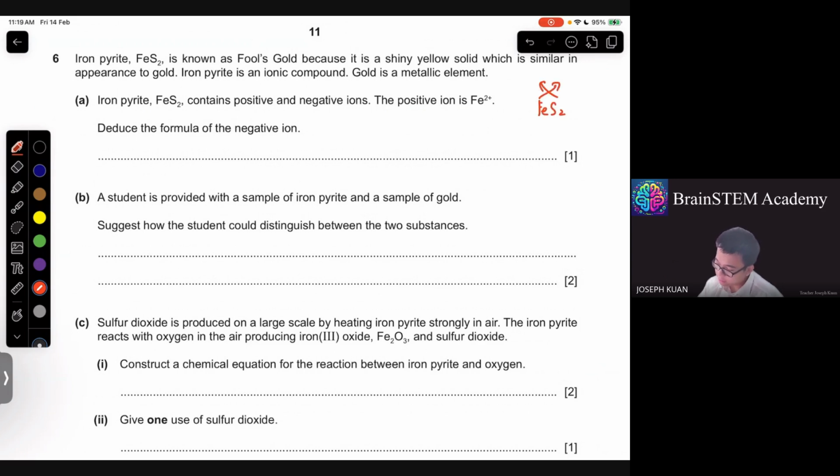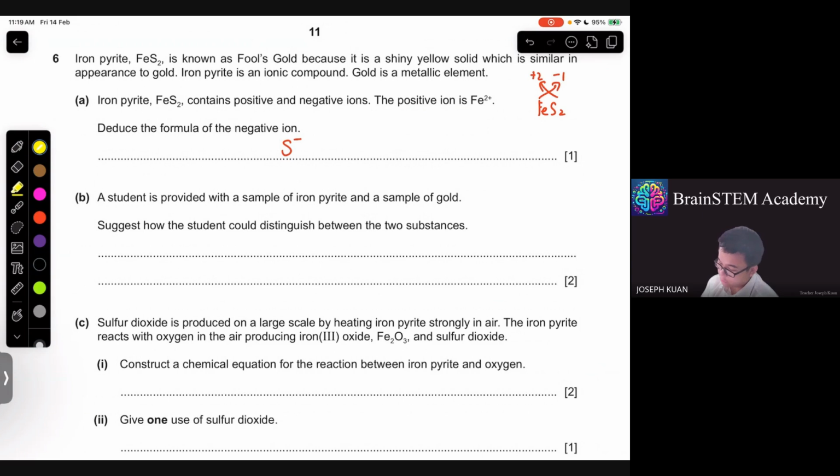So reverse engineer. This one is plus 2, so this one must be minus 1. So our formula is S minus. Right, S minus. A student is provided with a sample of iron pyrite and a sample of gold. Suggest how the student can distinguish between the two substances.